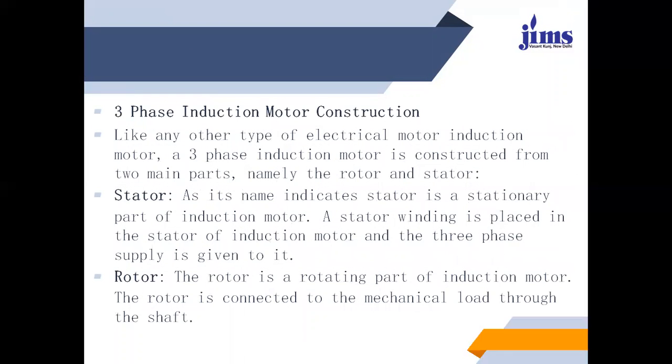Three-phase induction motor construction will look like any other type of electrical motor. A three-phase induction motor is constructed from two main parts, namely the rotor and the stator. The stator, as its name indicates, is the stationary part of the induction motor. A stator winding is placed in the stator and the three-phase supply is given to it. The rotor is the rotating part of the motor, connected to the mechanical load through a shaft.